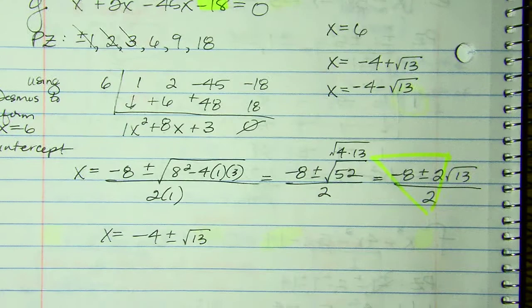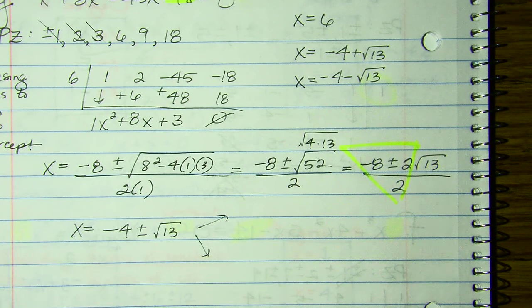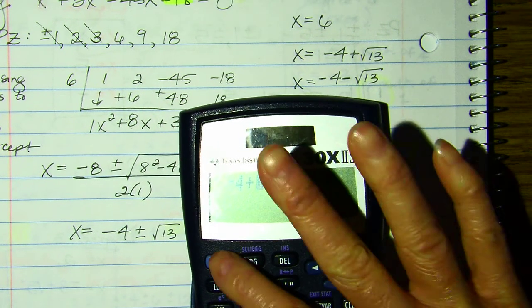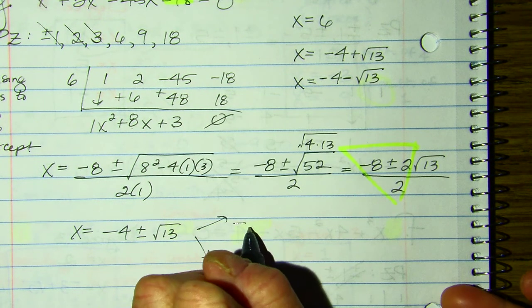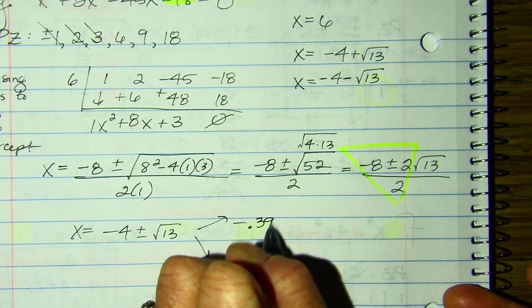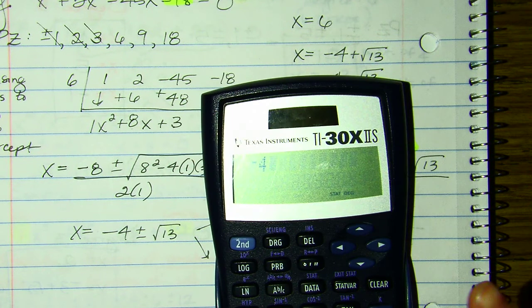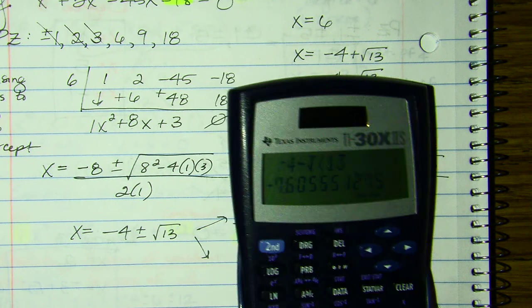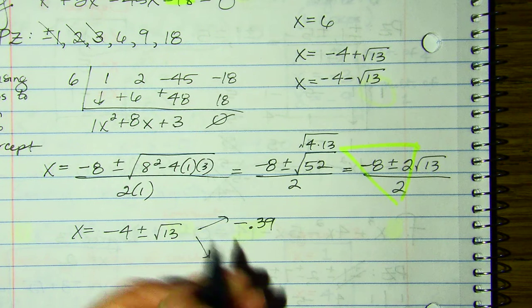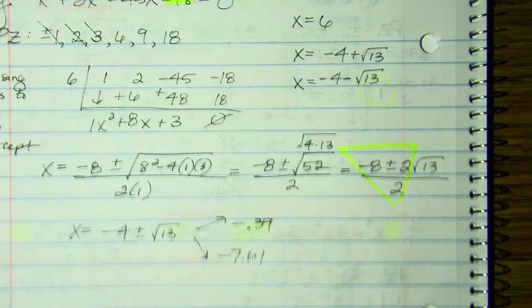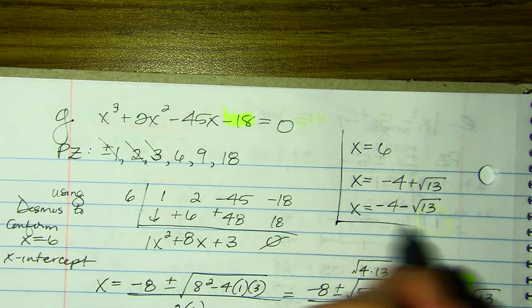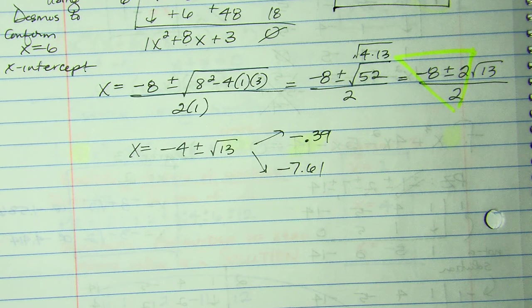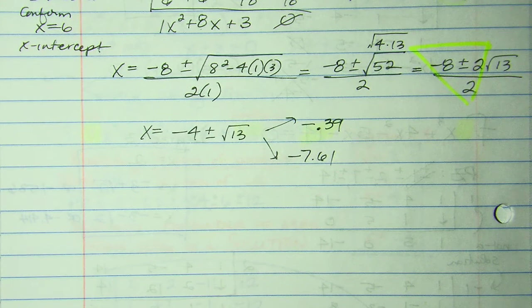You could also write these in decimal form. So negative 4 plus the square root of 13 is negative 0.39, and negative 4 minus the square root of 13 gives me negative 7.61. So you could write the radical form or the decimal form. I just want to know that you're able to solve it. The last one is a word problem, and so we're going to skip it.